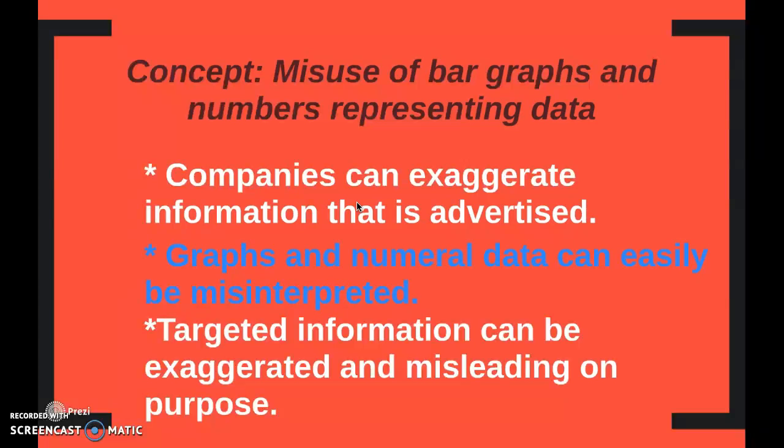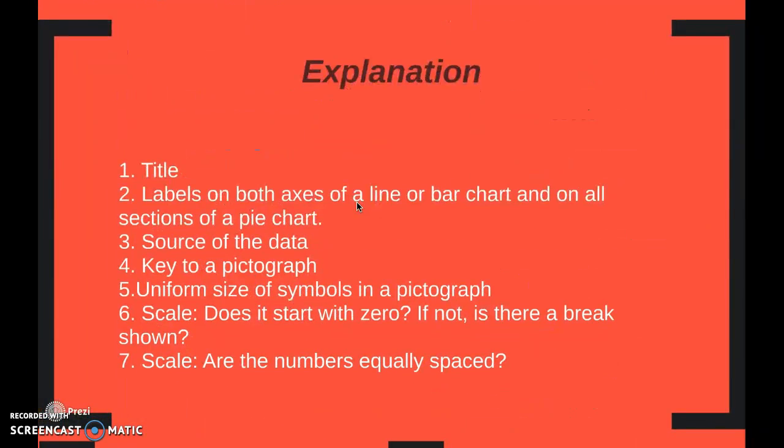As mentioned before, companies advertise things that they really want the public to see, and they can maneuver or move numbers around to make it seem like things are going in their favor. So an explanation would be that you should always be able to see certain things on your graphs or number data. If you don't see any of the following, then there might be something trying to mislead the information that's being put on these graphics or graphs.